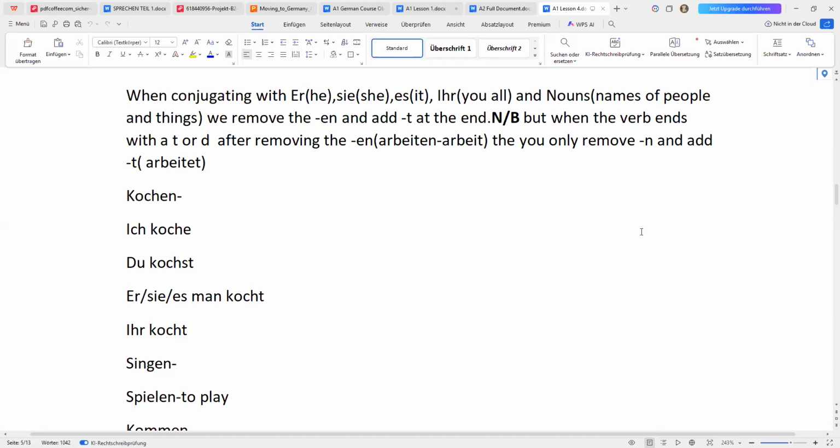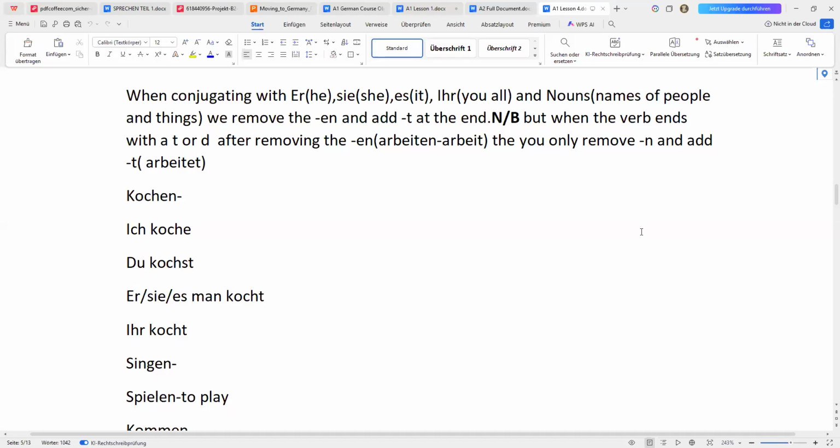Now, er, sie, es, man. The word man there always means someone, so it represents nouns. Er, sie, es, man kocht. Ihr kocht. So you see with er, sie, es, you just remove the en from the word kochen, you remain with koch, and you add t. You get kocht.